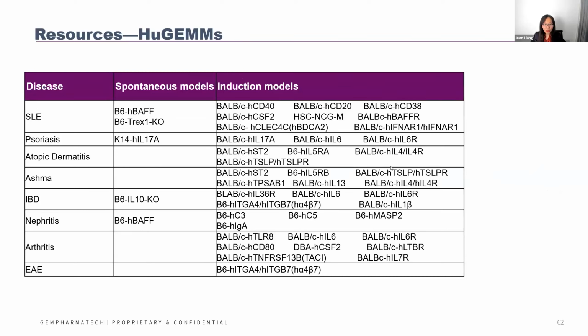As shown here, we can use the BBC humanized IL4R model to induce atopic dermatitis. In this humanized autoimmune disease model, we can evaluate the drugs that target IL4R for the treatment of atopic dermatitis. And also for the BBC IL6 mice, we could develop arthritis in this model. So we can evaluate the drugs that target IL6 for treatment of arthritis.